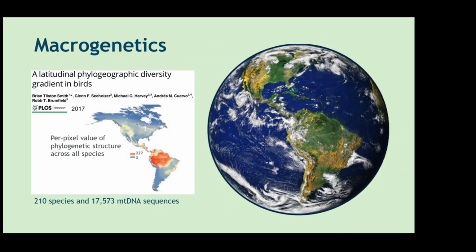So first, what exactly is macrogenetics? Macrogenetics is where we're able to look at very large-scale patterns with lots of different species and see what genetic diversity looks like across a large geographic space. For example, this project here was looking at phylogeographic breaks in birds across multiple continents, with over 200 different species involved. So this is the large-scale analysis we look at in macrogenetics.